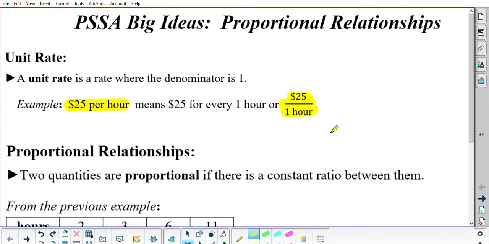And anytime we talk about a unit rate, which very commonly will use the word per, such as per hour or per ounce, or per foot, or per second, or whatever it might be, whenever we talk about unit rates, using the word per, if you would write it as a fraction, the denominator would be 1.